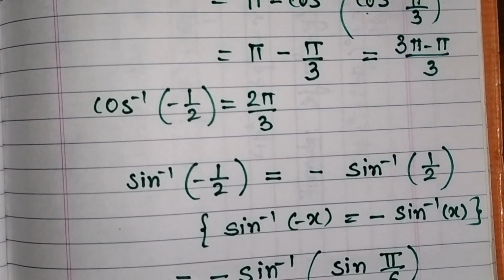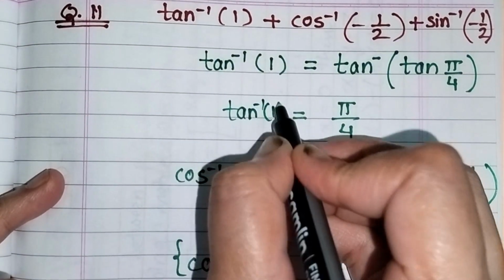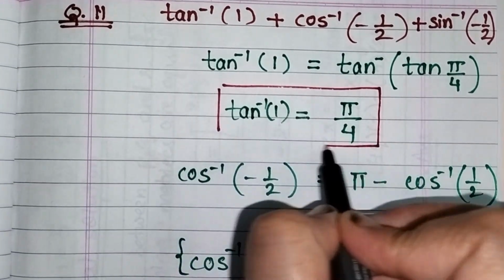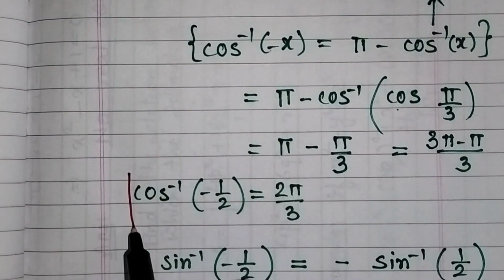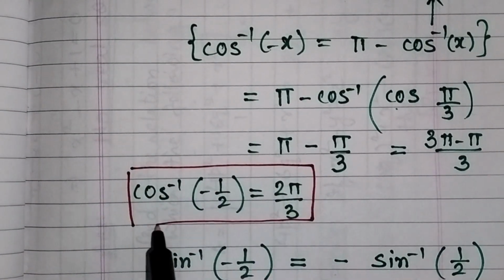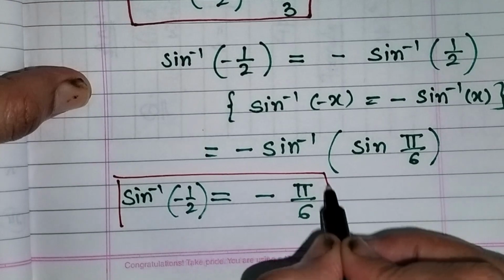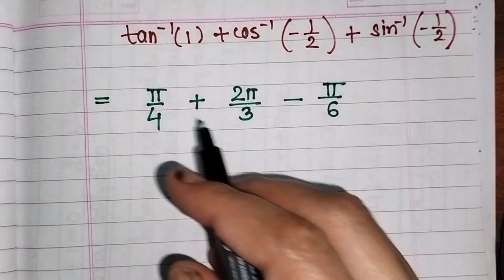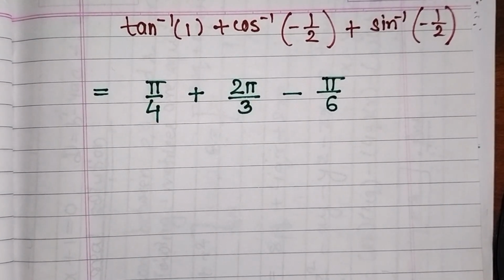Now we are going to use all these terms and just add. Tan inverse of 1 is pi by 4, cos inverse of minus half is 2 pi upon 3, and sine inverse of minus half is minus pi by 6. So as we have written the values of tan inverse, cos inverse and sine inverse, now we are going to simplify it further.